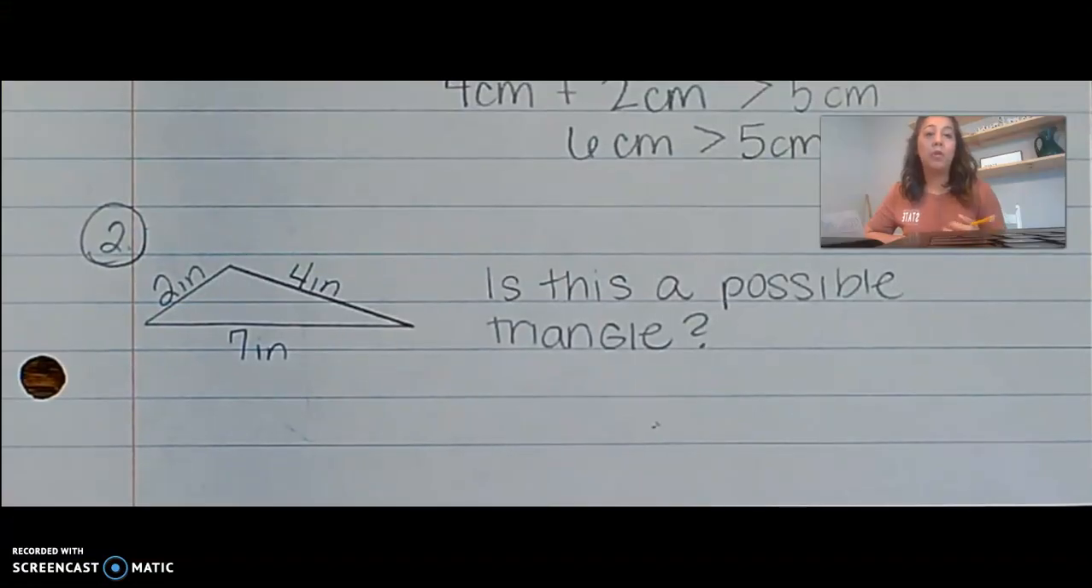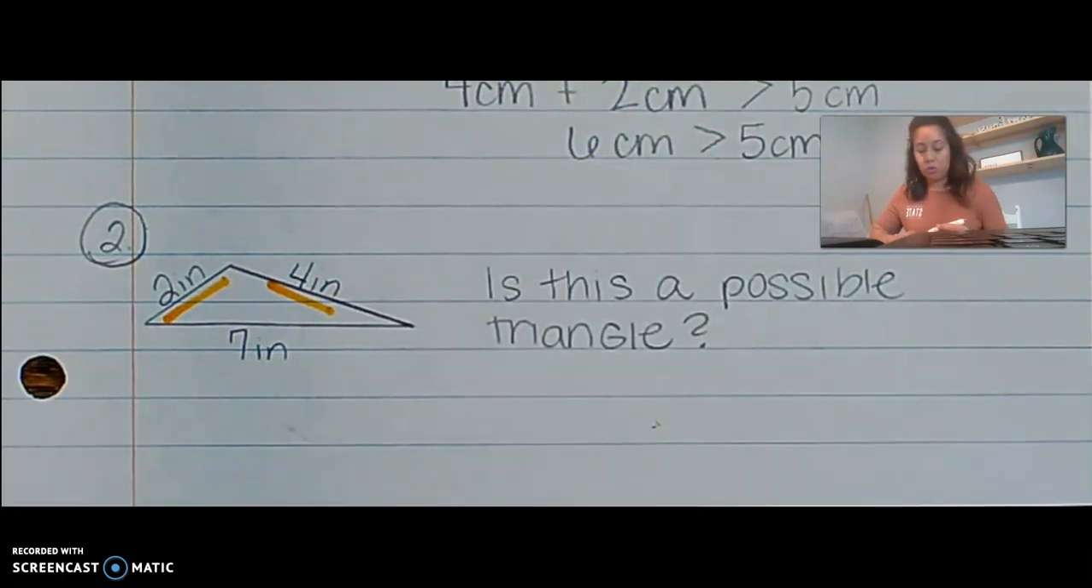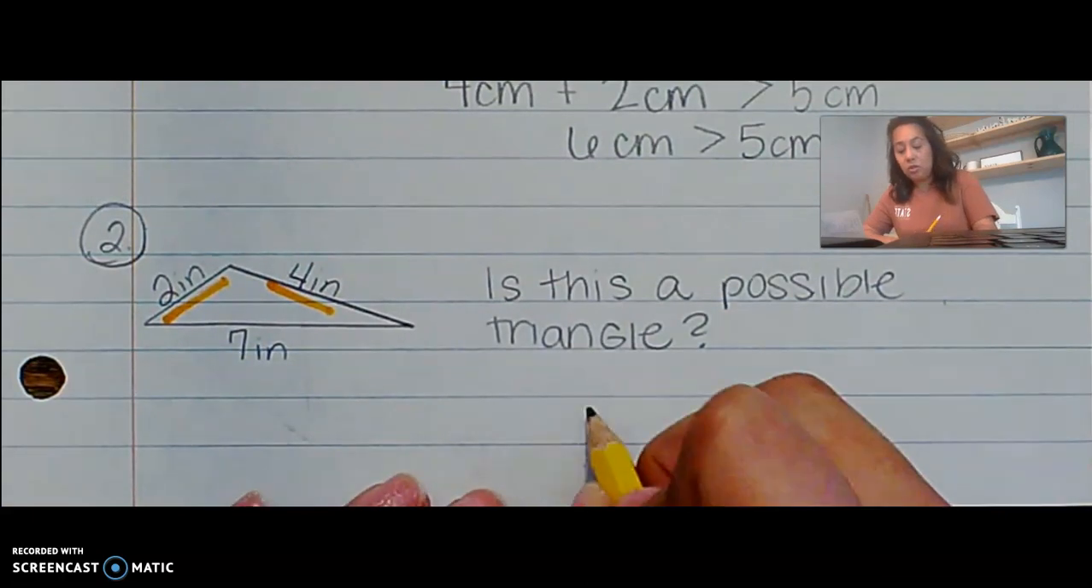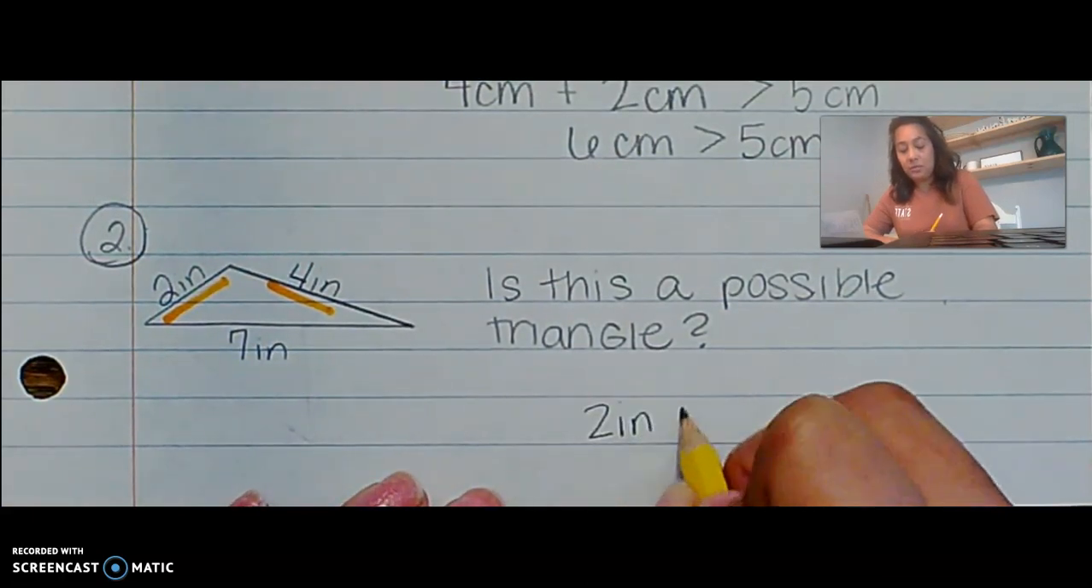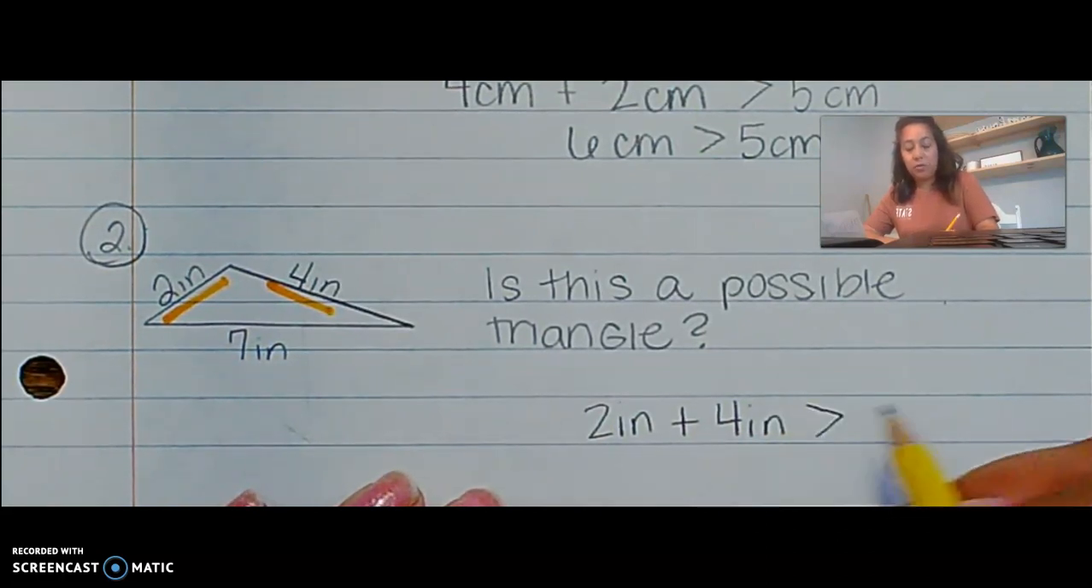Okay, so in example number 2, I've given you an actual diagram of a triangle. I've labeled the side lengths 2 inches, 4 inches, and 7 inches. And again, the question is asking, is this a possible triangle? So first things first, we need to identify the two short sides. So we have 2 inches and we have 4 inches. Okay, so those are the two short sides. Then we're just going to write our inequality. 2 inches plus 4 inches. Again, we're adding the two short sides. Must be greater than the longest side.